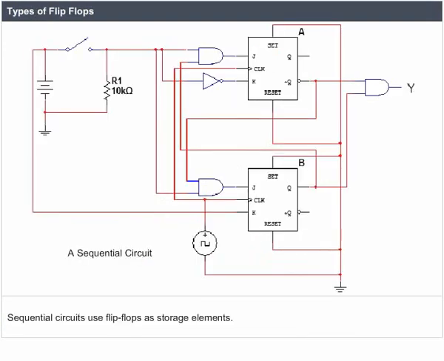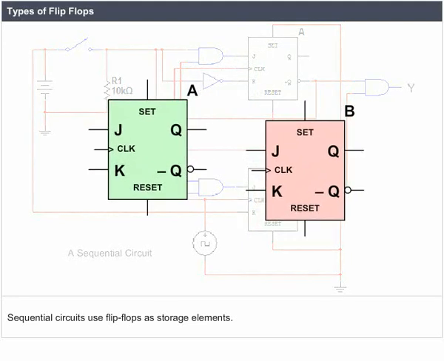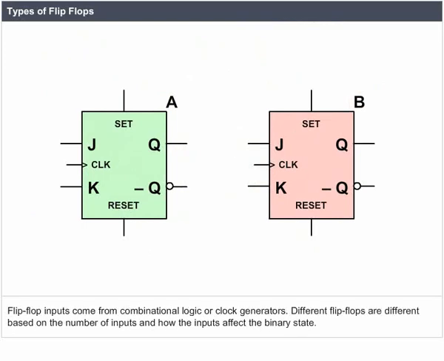Types of flip-flop. Sequential circuits use flip-flops as storage elements. A flip-flop is a binary storage device that saves one bit of information. The outputs can come from flip-flops or combinational logic. Flip-flop inputs come from combinational logic or clock generators. Different flip-flops are different based on the number of inputs and how the inputs affect the binary state.